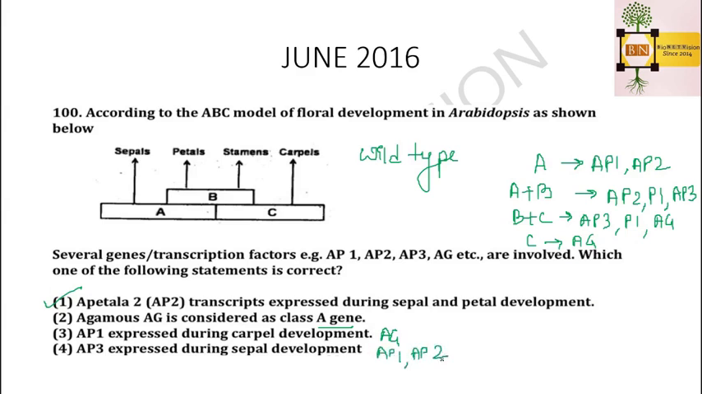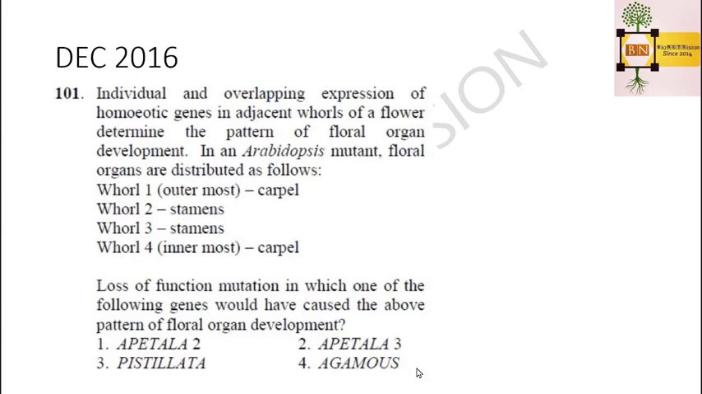Clear, friends? Now, another question which came in December 2019. Individual and overlapping expression of homeotic genes in adjacent whorls of a flower determine the pattern of floral organ development. In an Arabidopsis mutant, floral organs are distributed as follows: whorl 1 carpel, whorl 2 stamen, whorl 3 stamen, and whorl 4 carpel. Loss of function mutation in which one of the following genes would have caused the above pattern of floral organ development? Clear?